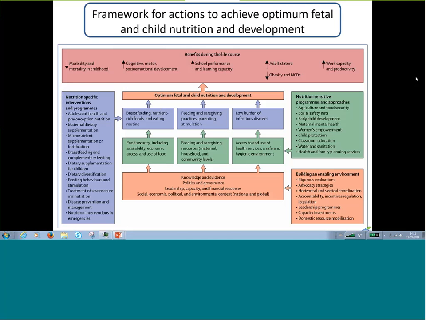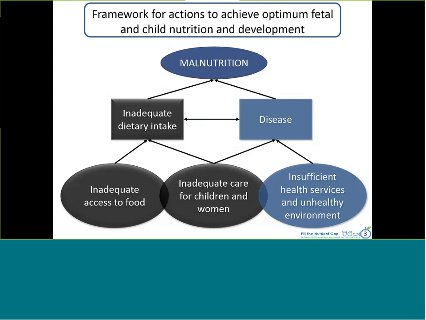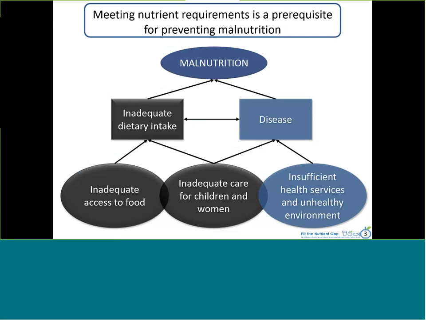So on the next slide, what the Fill the Nutrient Gap analysis is about is really about tuning in, on the next slide please, to the inadequate dietary intake. So there are two direct causes of malnutrition: inadequate dietary intake and disease. And what we do with the analysis is that we unpack the inadequate dietary intake part of the framework. So the different underlying and basic causes that ultimately affect dietary intake of different target groups in the population.